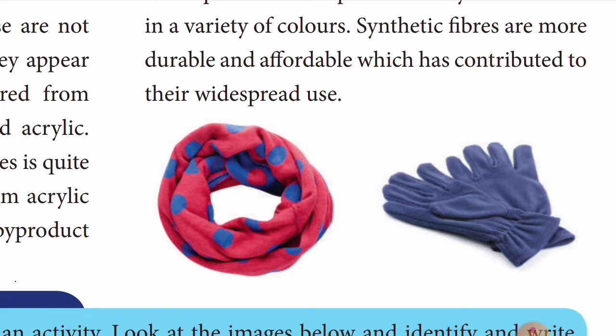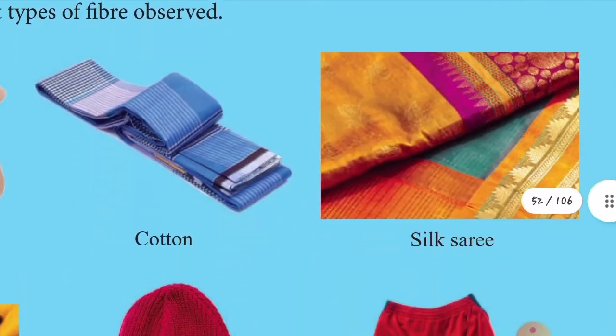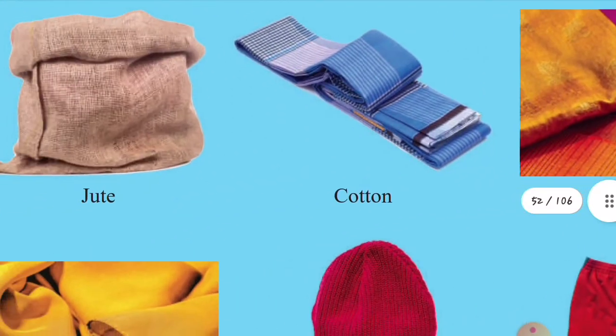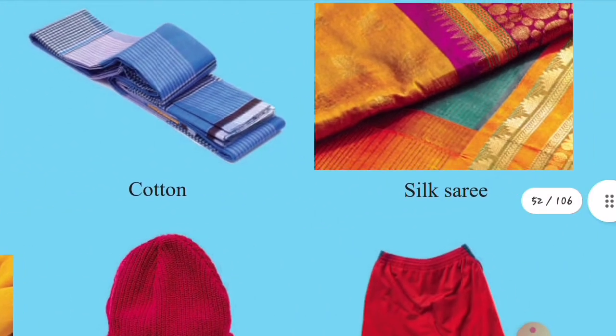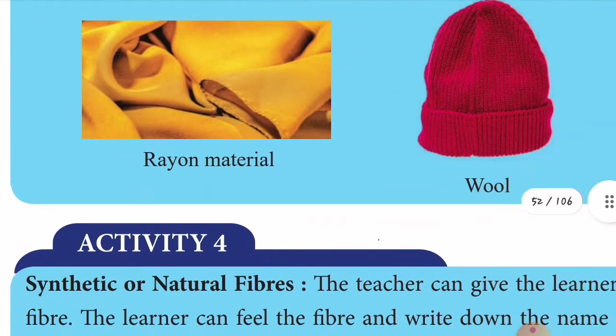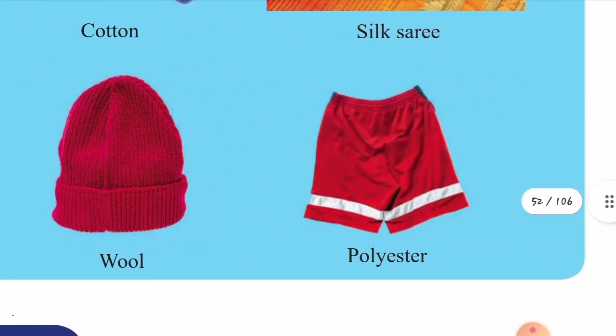Okay, see these gloves, children. See this shawl also. These are all the best examples of what? Yes, synthetic fibers. See here, jute, cotton, silk sarees, rayon materials, wool, polyester. See the polyester material, children. It is really easy to wash. Fine. Next we are going to learn.